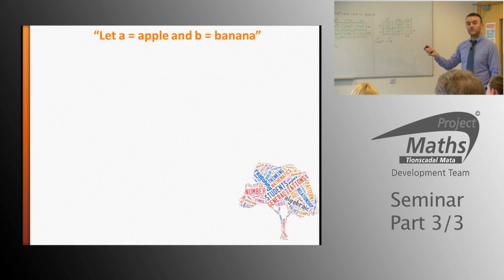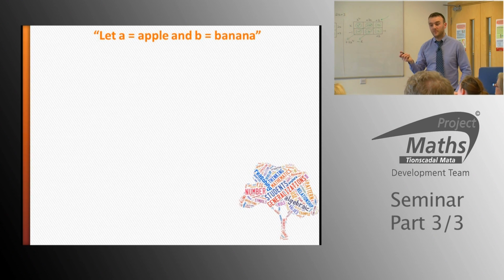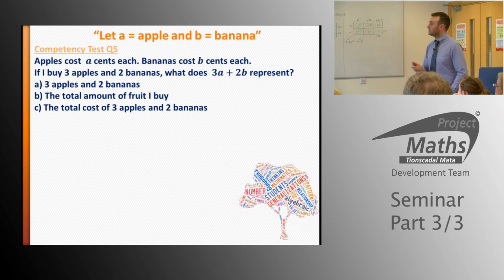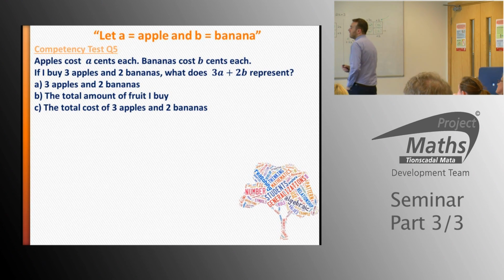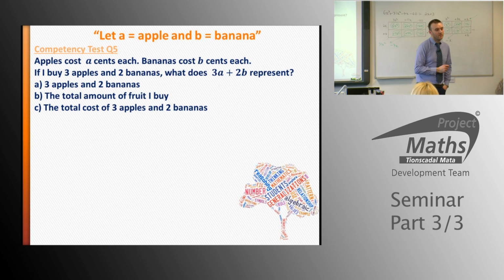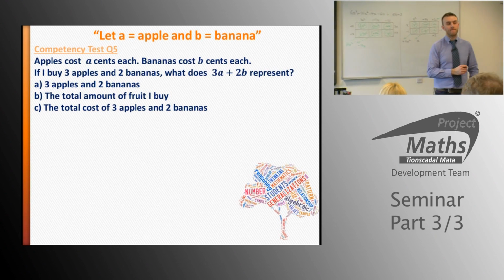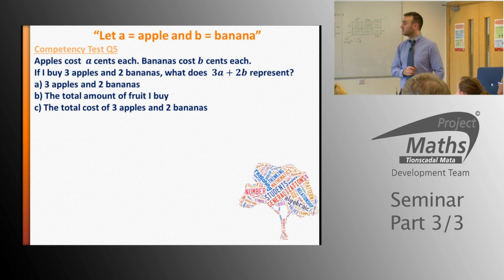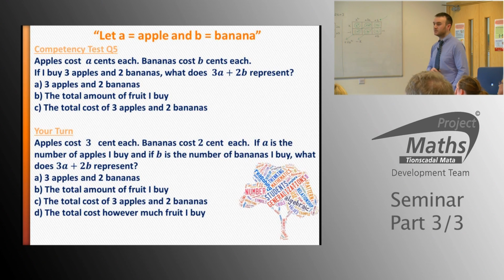Or, do you remember earlier we said let A be an apple and B be a banana? Here's the question that's in the test. A is an apple, B is a banana. What's the answer to the question? Yeah, find the total cost of 3 apples and 2 bananas. Now I want you to look at a different question for me and tell me what you think the answer is.